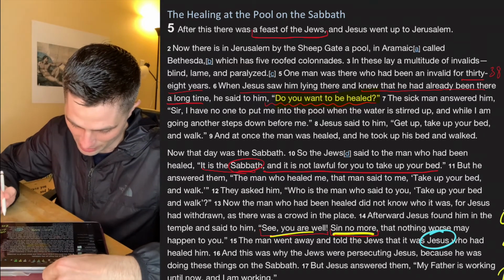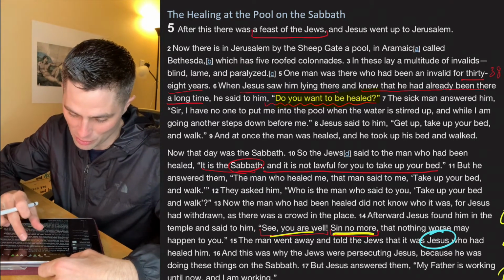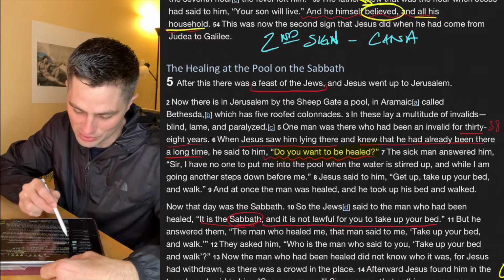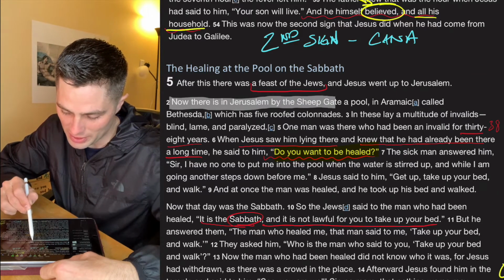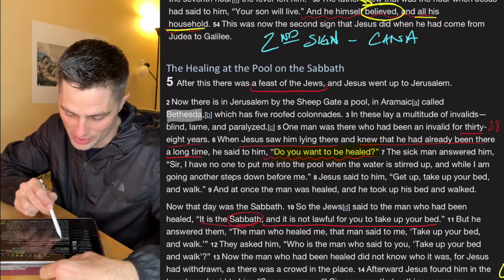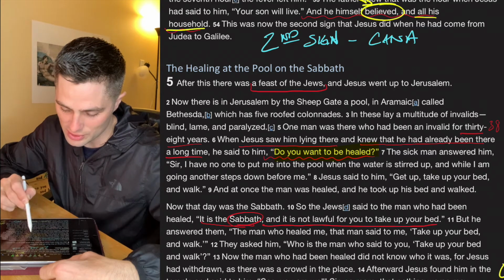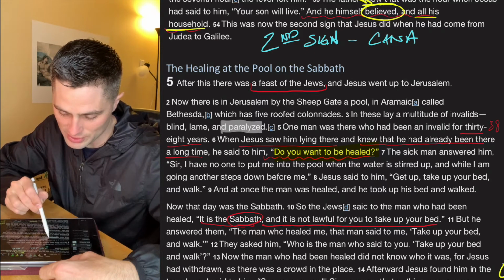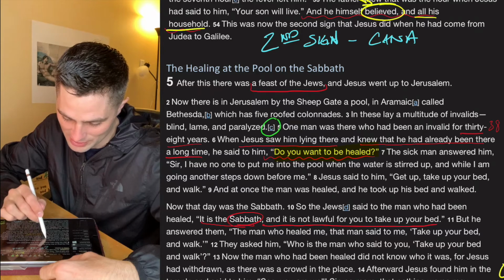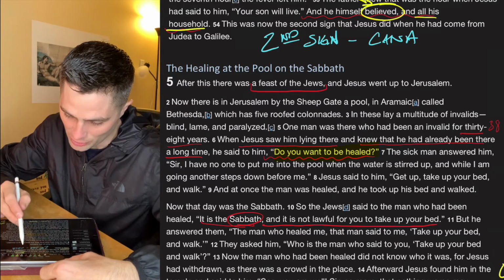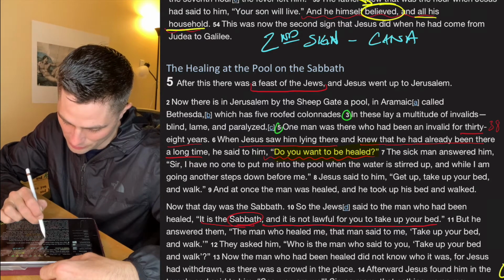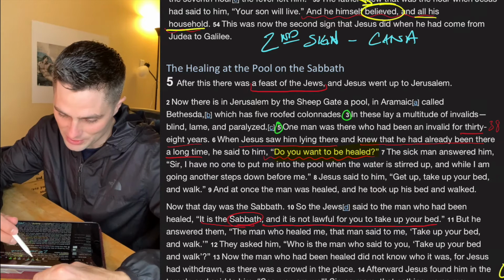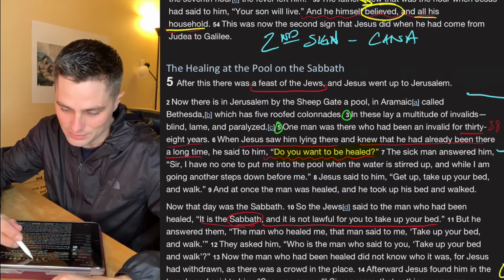So let's take a look at where we're at here. John chapter 5, one more time. Let's go back to it. After this, there was a feast of the Jews, and Jesus went up to Jerusalem. Now, there is in Jerusalem by the sheep gate a pool in Aramaic called Bethesda, which has 5 roofed colonnades. Verse 3, in those lay a multitude of invalids, blind, lame, and paralyzed. And then what I didn't even see is that it goes from verse 3 to verse 5. And then one of them was there who had been invalid for 38 years. So here's the section that we all read together the other day.